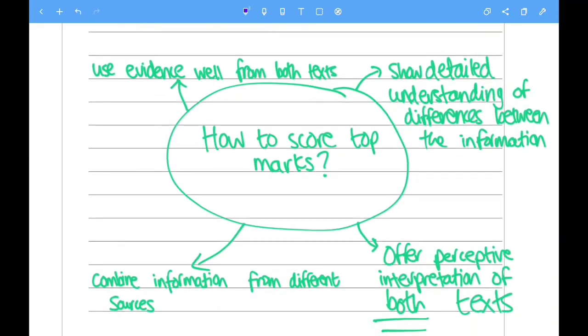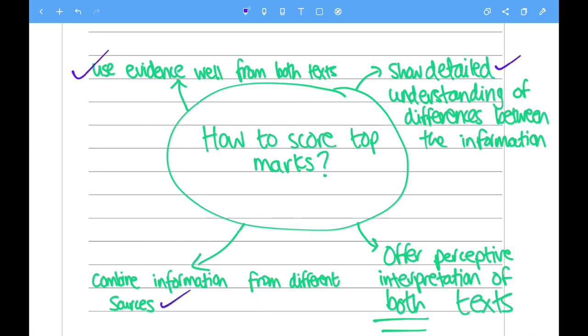How to score top marks? What do you have to do to score the top marks for this question? First of all, use evidence well from both texts. Second of all, show detailed understanding of differences between the information. So that's very important. You must show detailed understanding of the text. So how do you do this? By showing a range of quotations. The next point is to combine information from different sources.